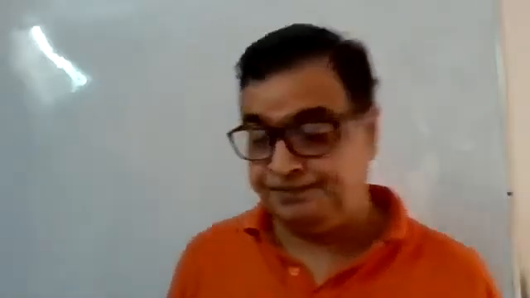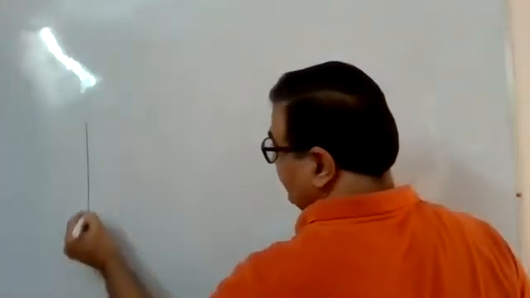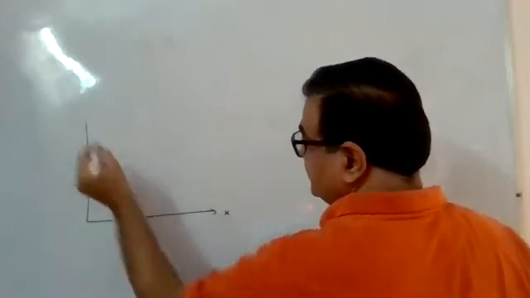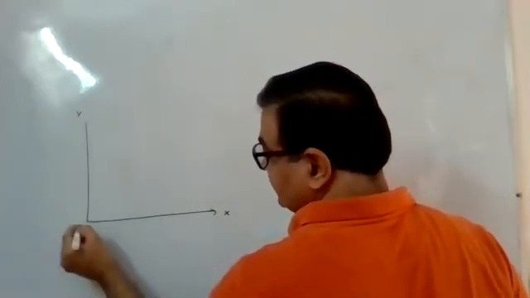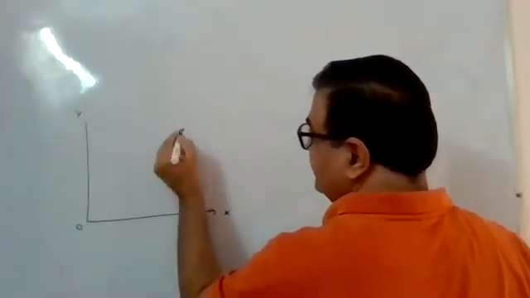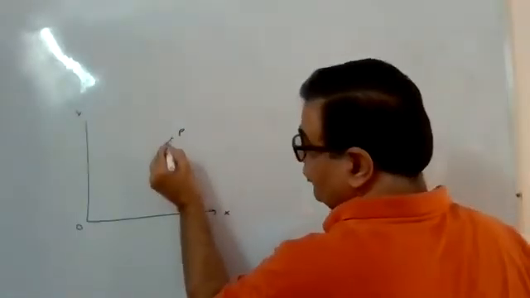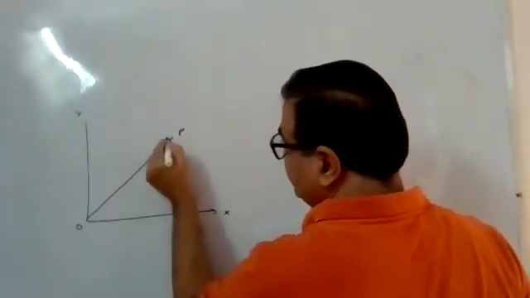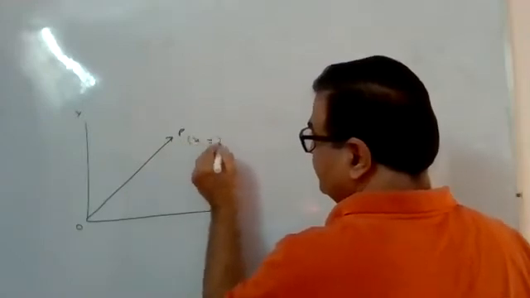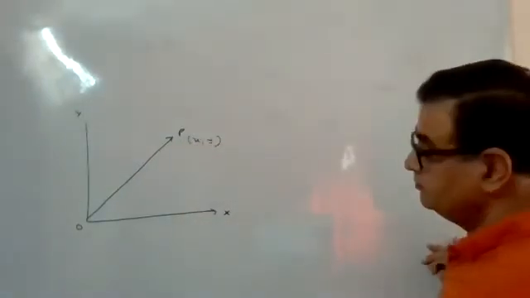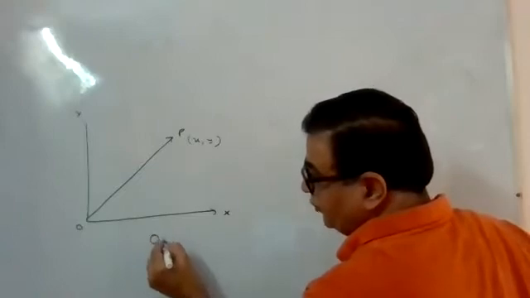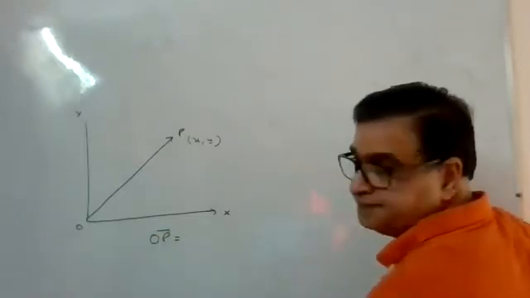Yes, last time we have done what is position vector. That vector we have written in component form. This is the x-axis, this is the y-axis, this is O, this is point P. The position vector of P we have calculated this way. If the coordinate of P is x comma y, then the position vector will be denoted by OP vector.